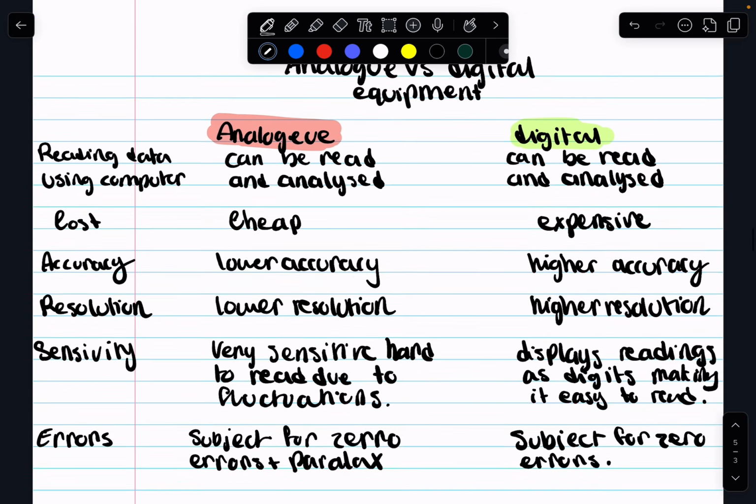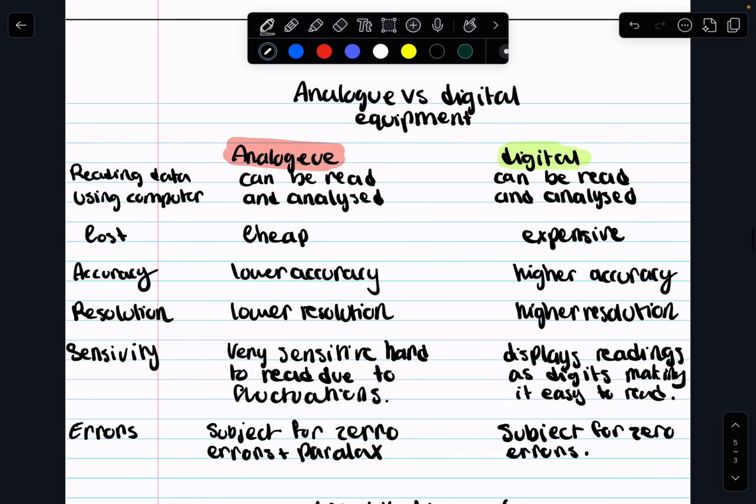So now we are comparing analog and digital equipment. Analog can read data using a computer and could be analyzed using a computer, and so can digital. Analog is cheaper, digital is more expensive. The accuracy of analog is lower, whereas the accuracy of digital is higher. The resolution of the analog one is lower, so the resolution of the digital one is higher.